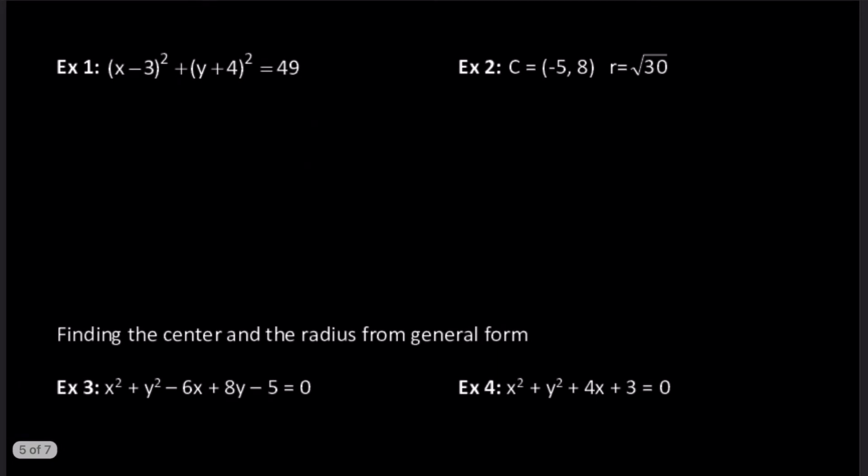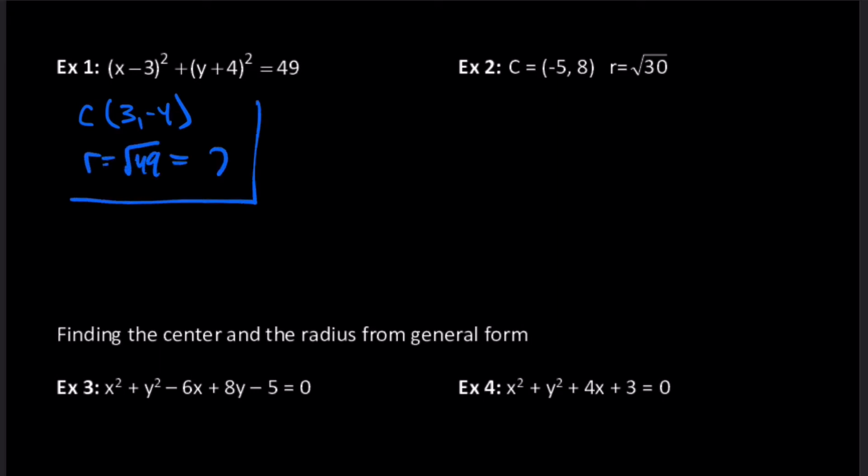All right, examples 1 and 2, they just want us to list the information. So example 1, they gave us an equation in center radius form. What's the center? What's the radius? Pretty standard stuff. My center is going to be 3, -4, and my radius is going to be the square root of 49, which is 7. Again, normally I don't write the square root up. I'm just reminding you guys where it comes from.